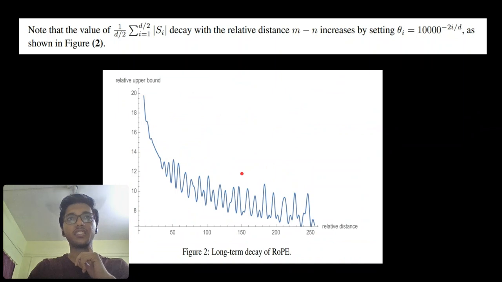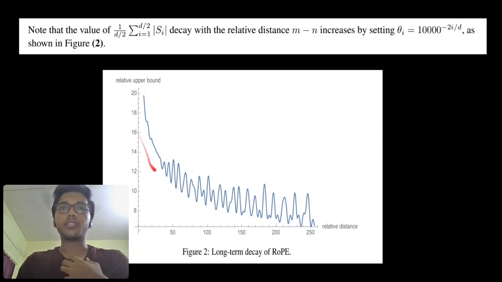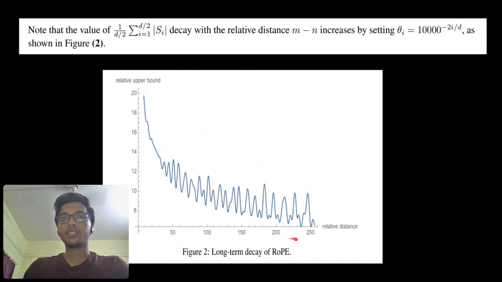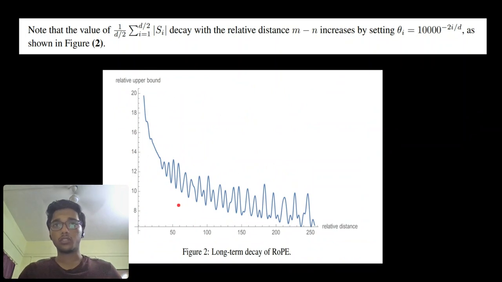This is what is mentioned, that as you can see, as the relative distance increases, the value of this upper bound, the magnitude, decreases, right? This was the point mentioned in the second technique, that relative distance beyond a certain distance is not actually needed. So this is what it also does, right? And in the initial part, it focuses more. Note that the value of this decays as the relative distance m minus n increases.